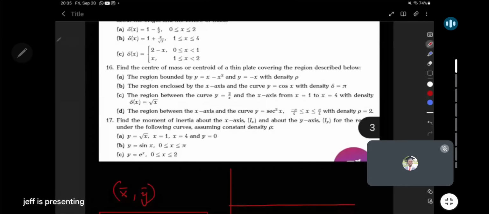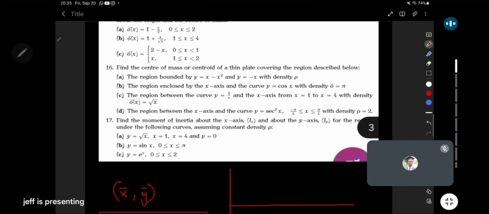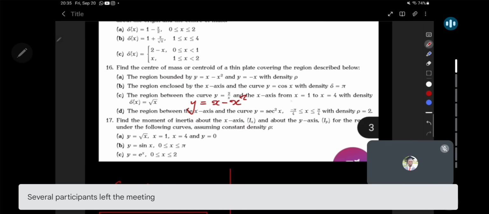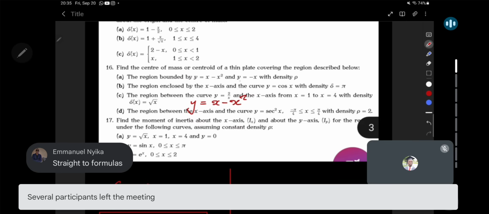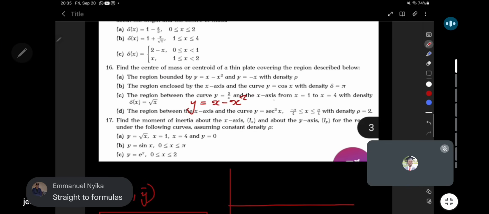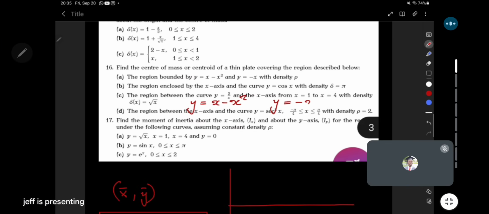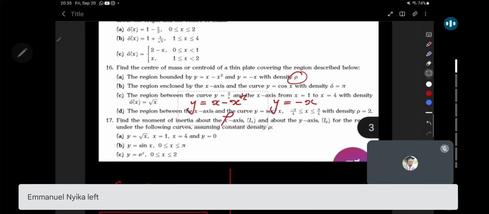Okay, and then the regions are bounded. For question A, they're saying that these are bounded by y equals x minus x squared, and then we have the other boundary, y equals minus x. And the density here is described as that. So here what you see is that the density is actually constant. So seeing that the density is constant, this expression actually simplifies a lot.